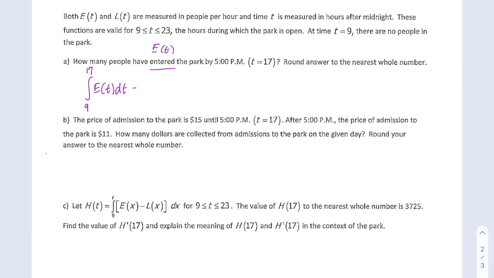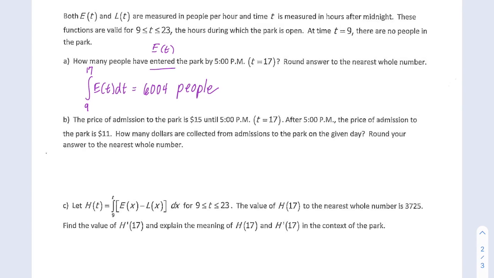I'm going to do that on my calculator. Don't forget that you can press alpha trace to pull up the y1 equation that you have in there instead of having to retype it every time. And when I do this, I get, rounded to the nearest whole number, 6,004 people.